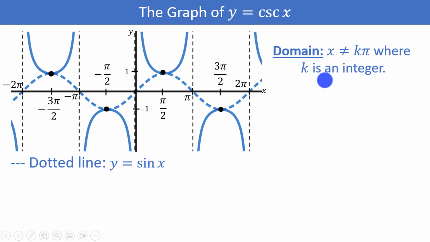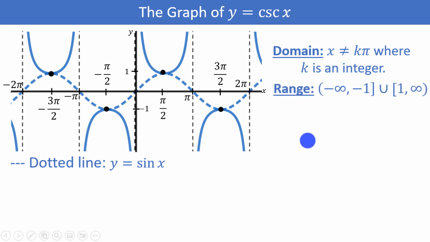The way that we write that is that the domain is x is not equal to k times pi, where k is an integer. Every multiple of pi is where we had a vertical asymptote, a value that we couldn't plug into the function. These are the places where sine was equal to 0.